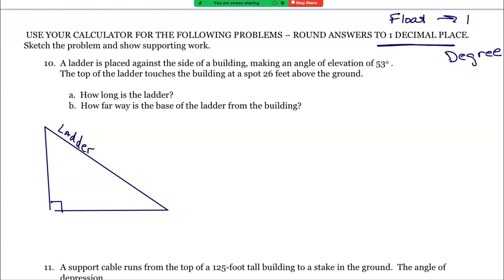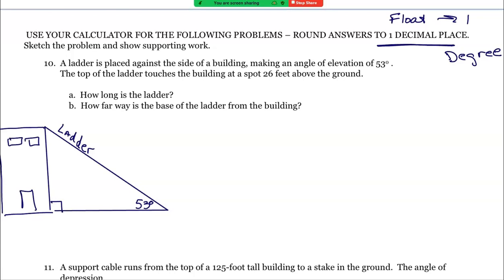Then I'm going to read my problem. A ladder is placed against the side of a building. Okay, so that means that this over here must be my building. Okay, so illustrate these things for yourself just so you know what's going on. Then it says it's making an angle of elevation of 53 degrees. That means that this is where the angle of elevation is. When you look up to the top of the building, that is 53 degrees.